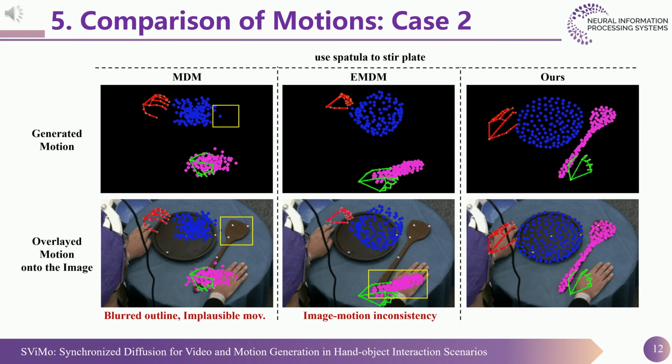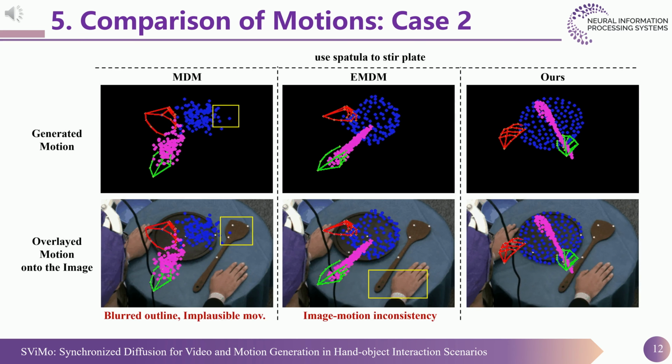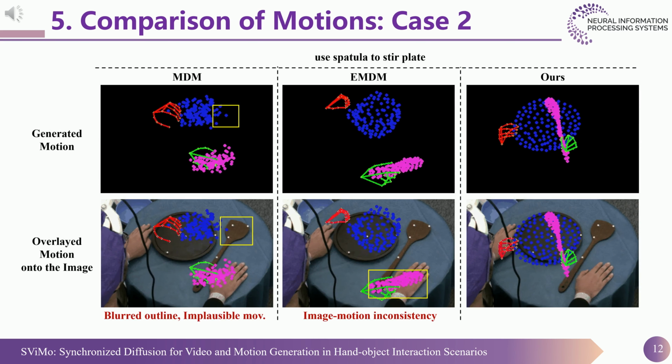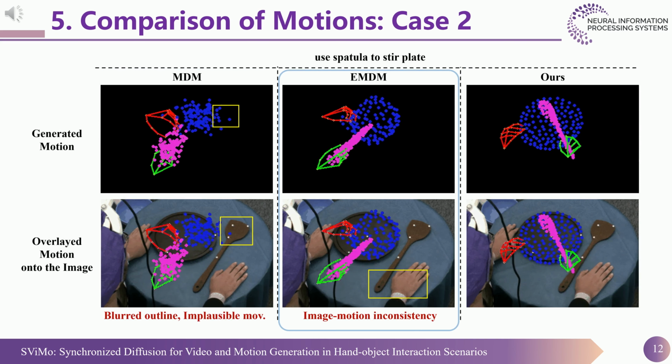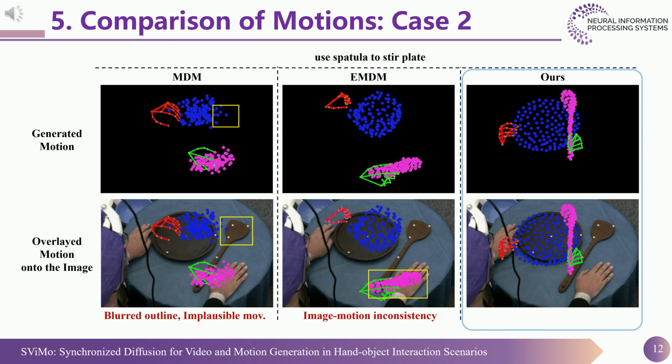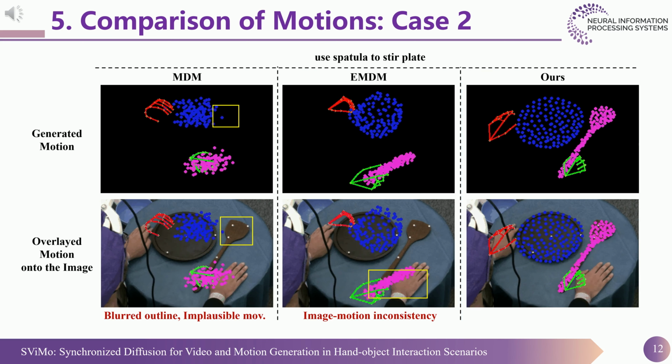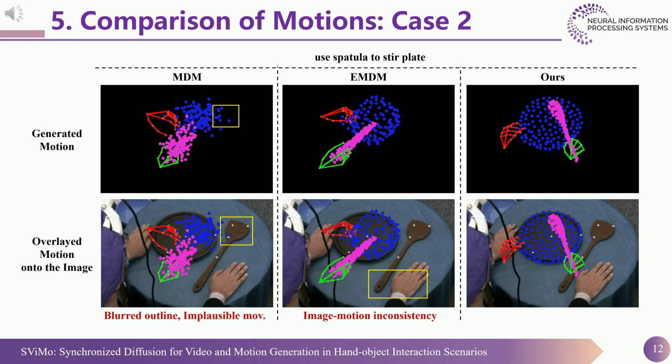The second case involves the interactive task: use spatula to stir plate. This is MDM's result. This is EMDM's result. Finally, our results. The observed phenomena and conclusions align with case 1, so we present the results briefly.